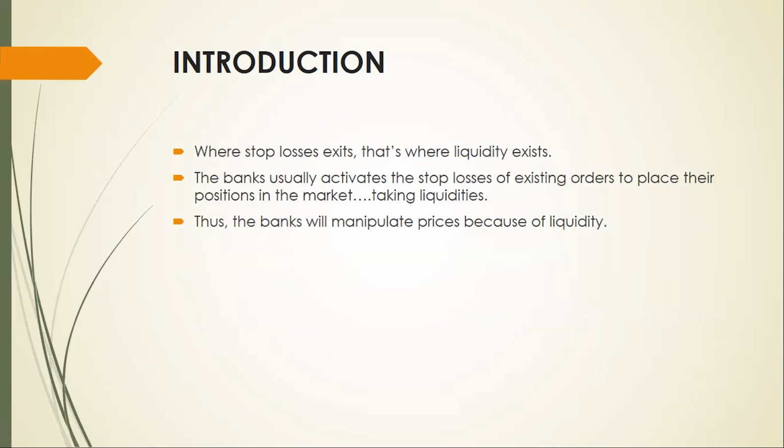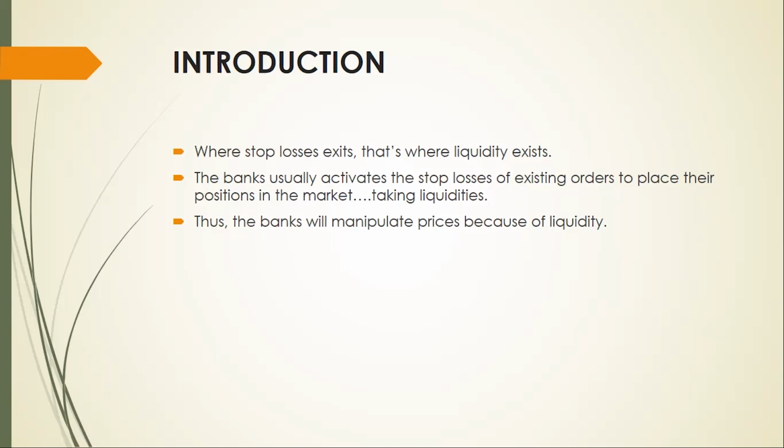And therefore, for the banks, which you call the smart money, the big boys, the institutions, if they want to buy a currency pair, they will need sellers in the market. So the existing facility to place these positions in the market is what we are calling liquidity. Another way of looking at it is that liquidity is defined by stop losses, and where the stop losses exist, that's where the liquidity exists. So the banks will usually activate the stop losses of existing orders to place their positions in the market. And that's what we call taking out liquidity, all right?